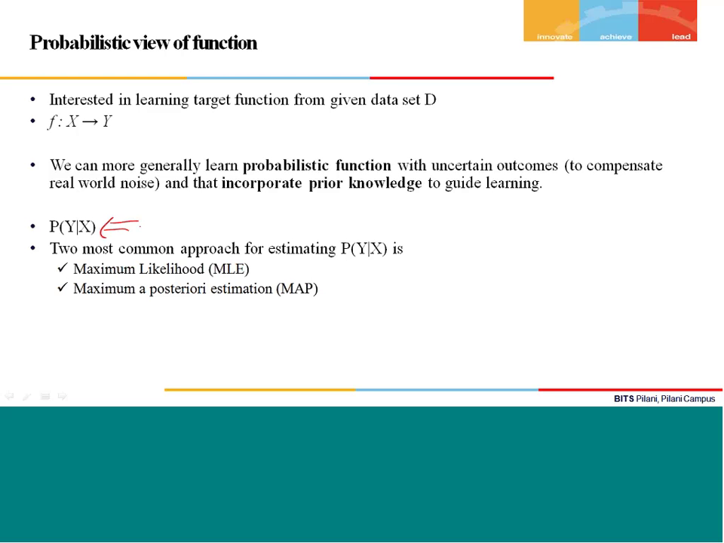If, for example, I want to predict two classes, y equals 0 and y equals 1, I will give x to this probability function and calculate the probability that y equals 0 given x, and the probability that y equals 1 given x. Whichever probability is higher, I will assign x to that label. The most common approaches to estimate this probability are maximum likelihood, which we have discussed in detail, and maximum a priori estimation.